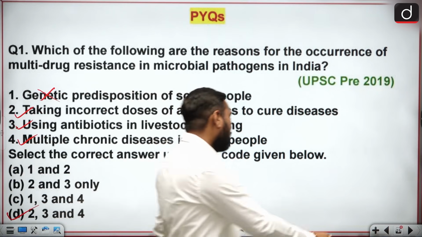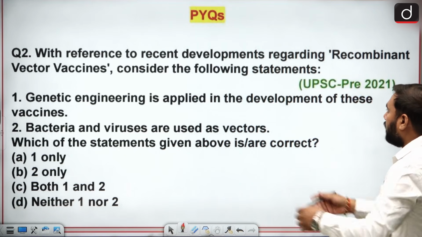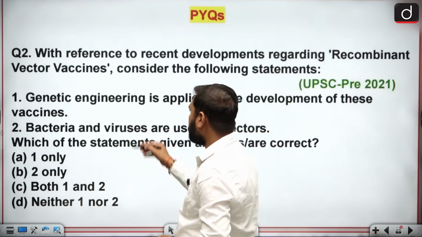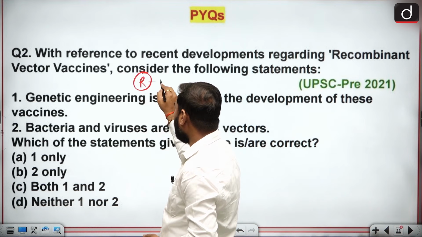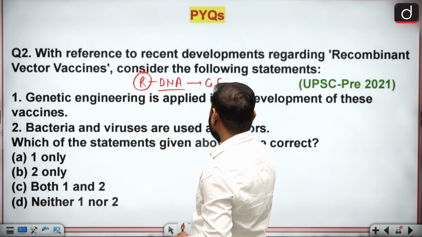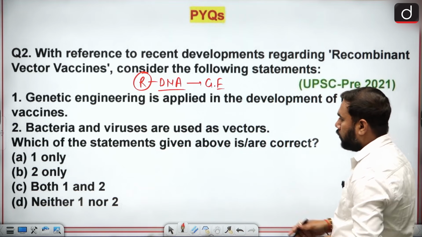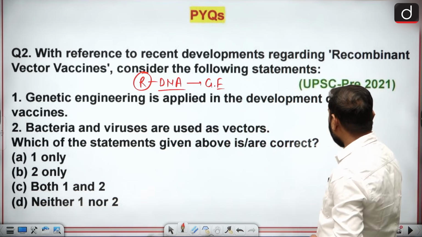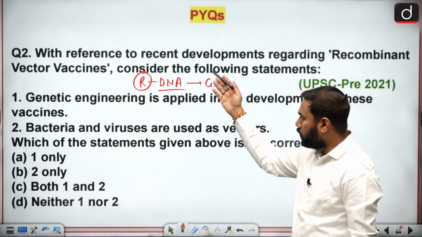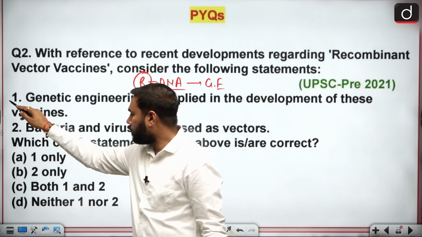Next one. With reference to the recent development regarding recombinant vector vaccine. Recombinant vector vaccine is basically an rDNA vaccine, a recombinant DNA vaccine which can be made by genetic engineering. So which statement is correct? Genetic engineering is applied in the development of these vaccines. Yes, you know that. Genetic engineering is applied for recombinant DNA formation. So the first statement is correct.